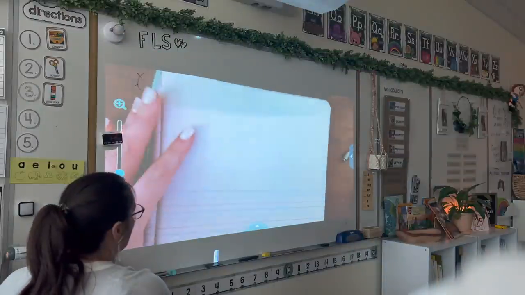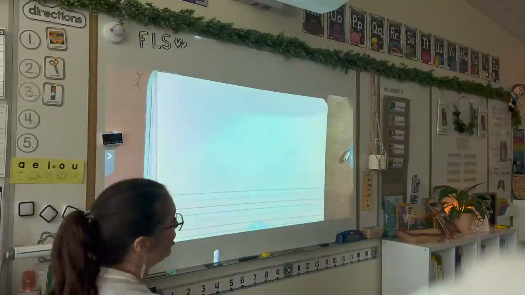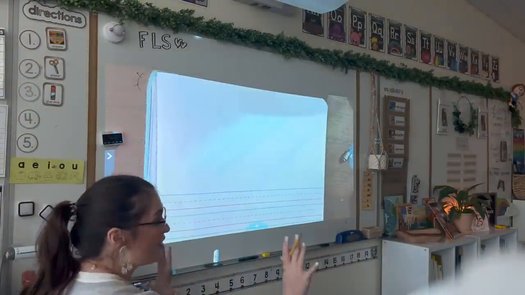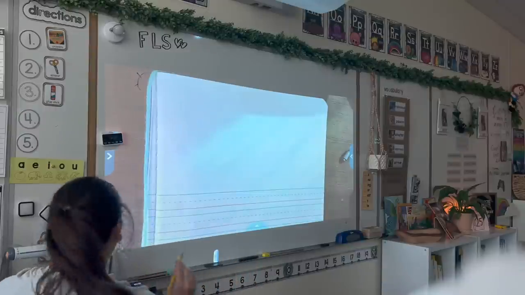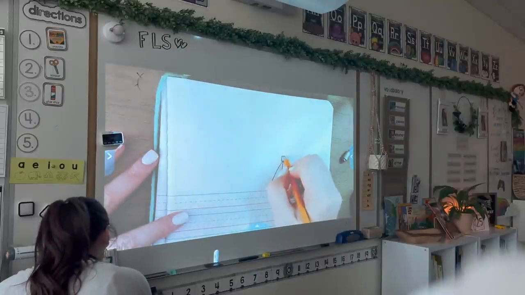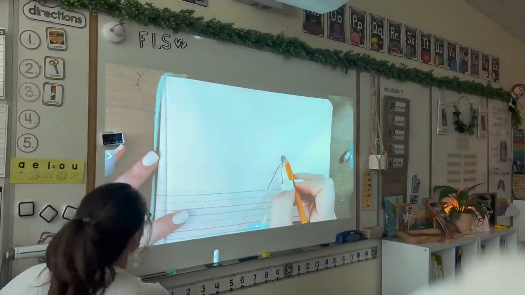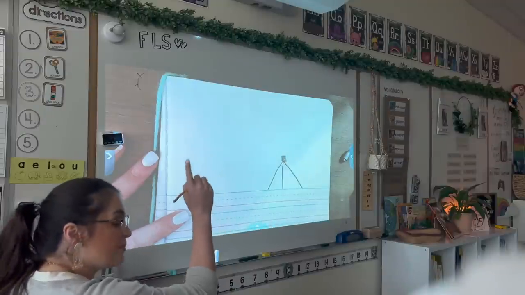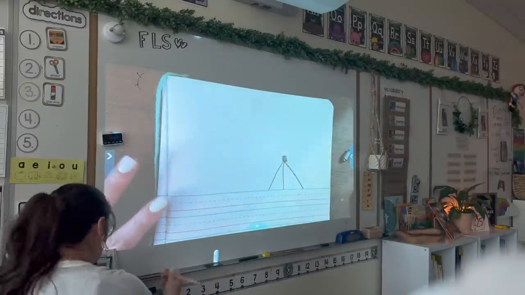I'm going to start by drawing the tripod of the telescope. That's the piece that holds it up. So they have a tripod to help keep it still. Watch me. Ready? Now we're going to draw this piece right here that holds the telescope, kind of like a square. Our telescope is pointing where? To the moon. It's pointing up to the moon. Or up to the sky, right?